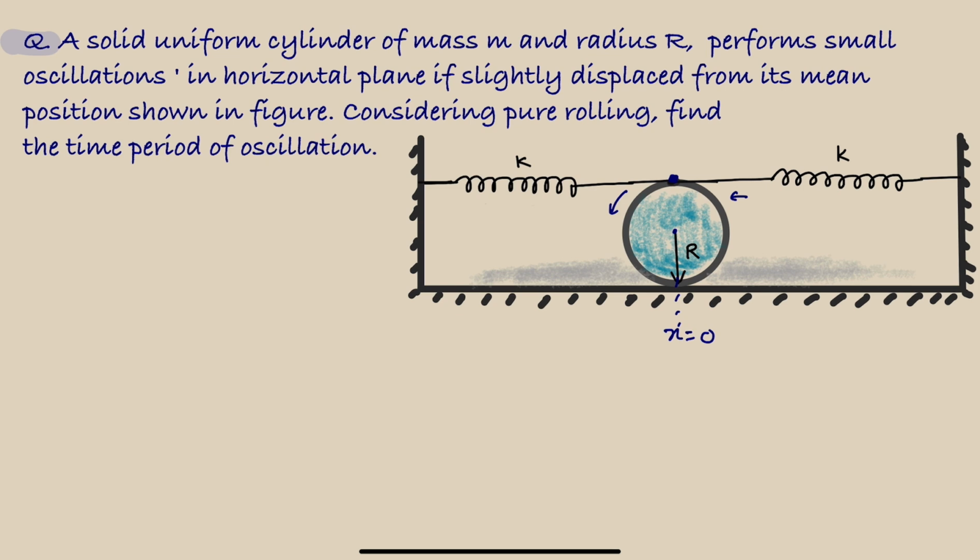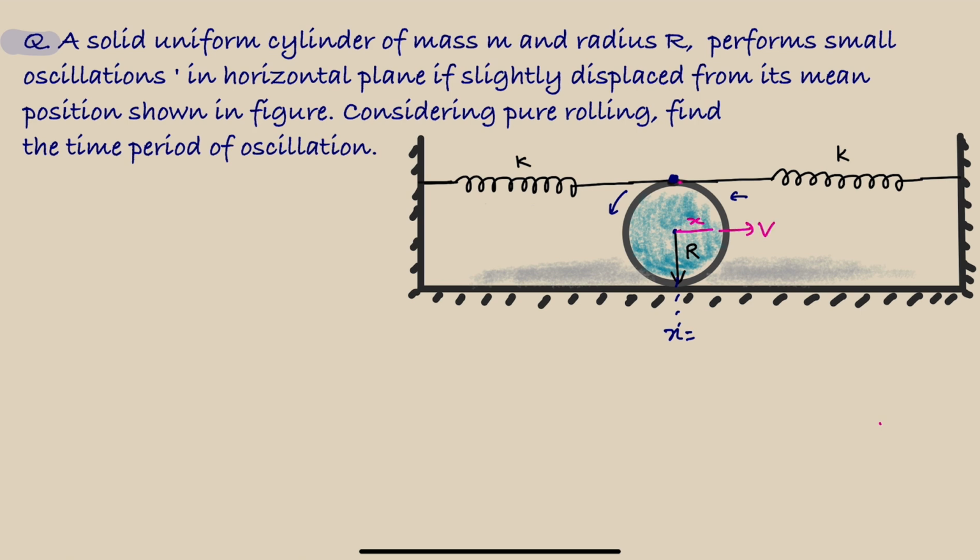Now, you see, once it is doing the rolling, its center of mass will be displaced by a distance of, let's say, x. So what will be the velocity of the center of mass? Let's say the velocity of the center of mass is v.